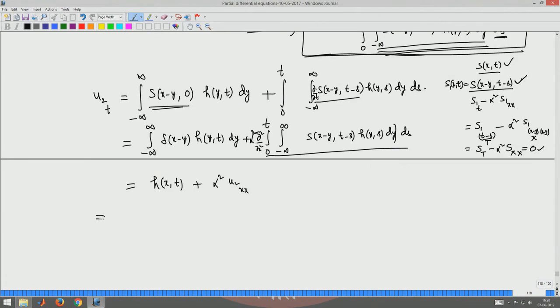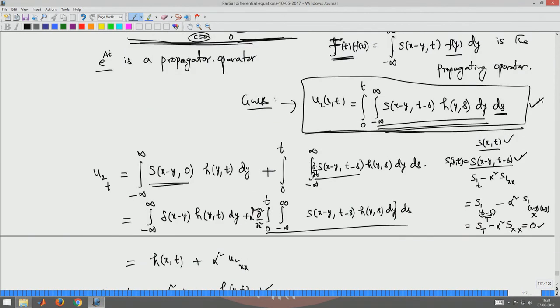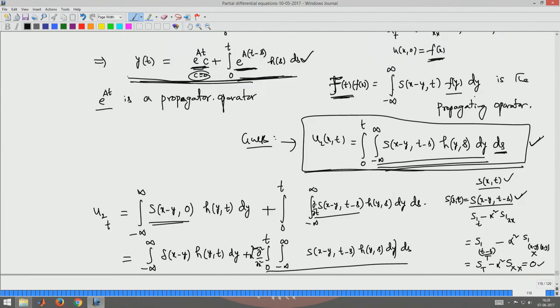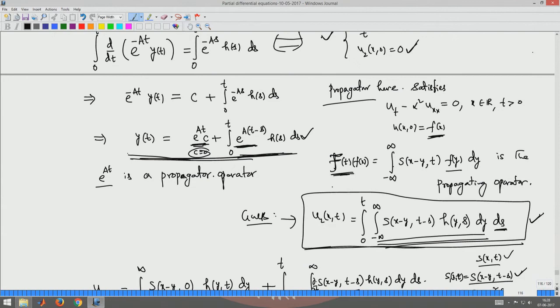So, this implies u2t minus alpha square u2 xx is nothing but h of x, t. So, u2 satisfies the non-homogeneous heat equation, and it also satisfies, when t equal to 0, it is simply 0. So, it satisfies this problem, and you have this problem solved. So, u2 satisfies that initial value problem.